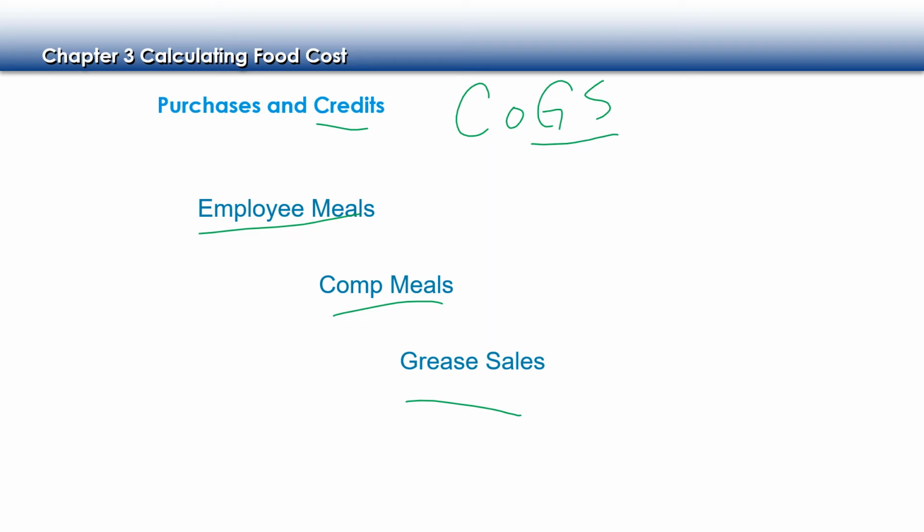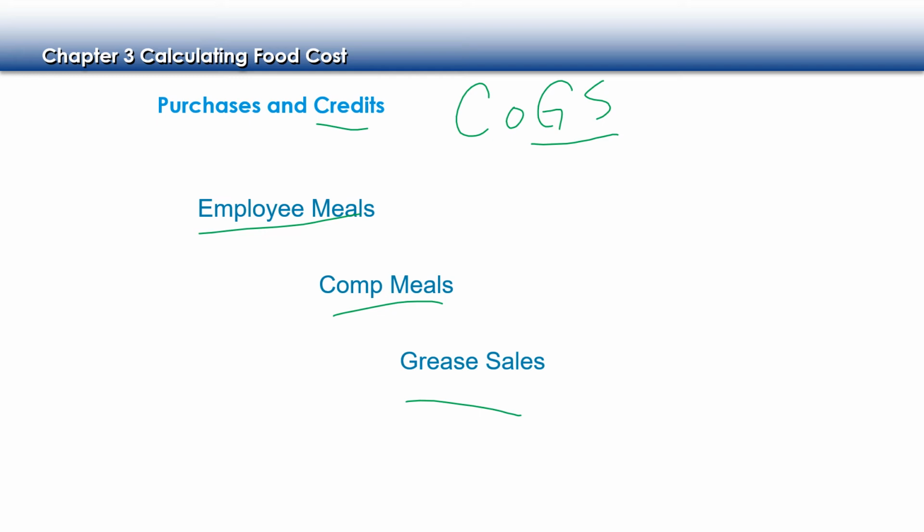If we are providing our employees free meals, a lot of times hotels will have a cafeteria. Employees might give a very nominal fee, or it may even be a complimentary meal. And if that's the case, we're not selling that particular meal to the public, right? So what we'll actually have to do is subtract the cost of those ingredients from our cost of goods sold because we're not actually selling them.